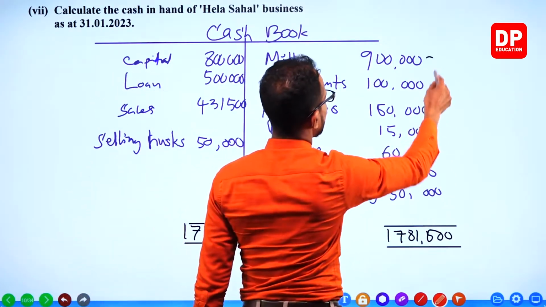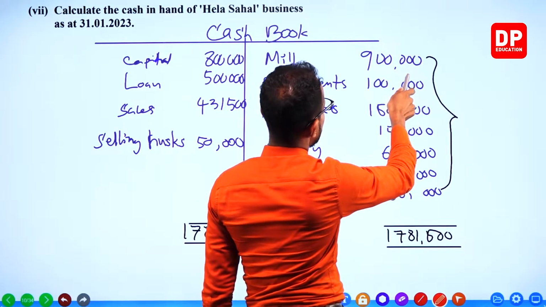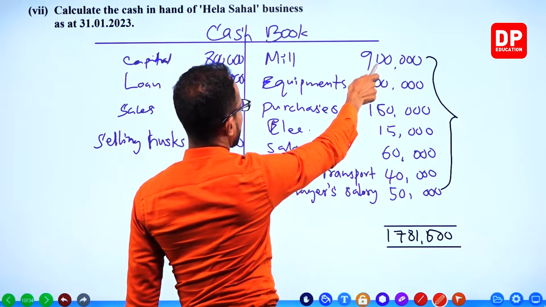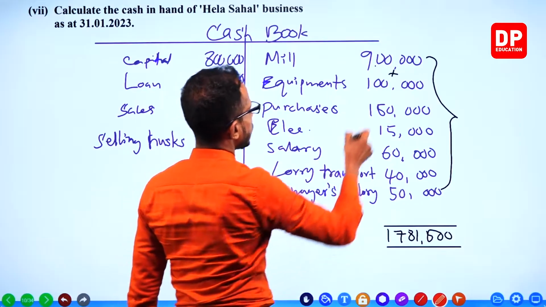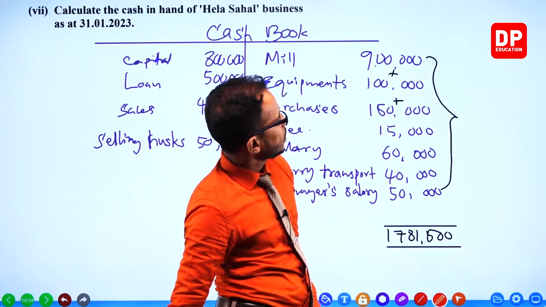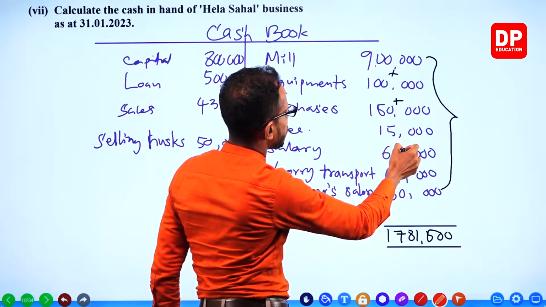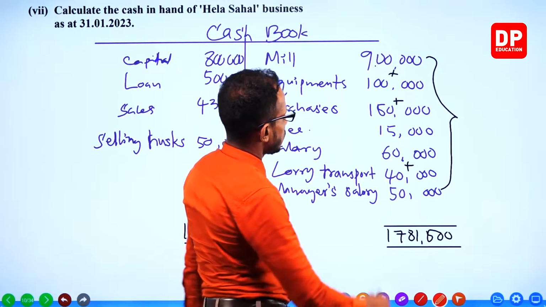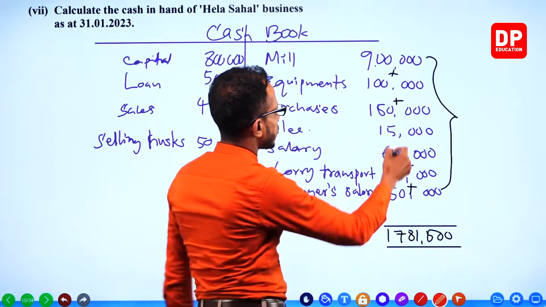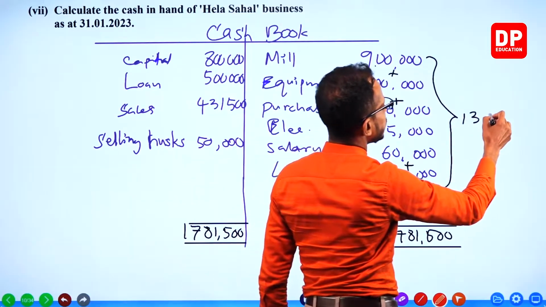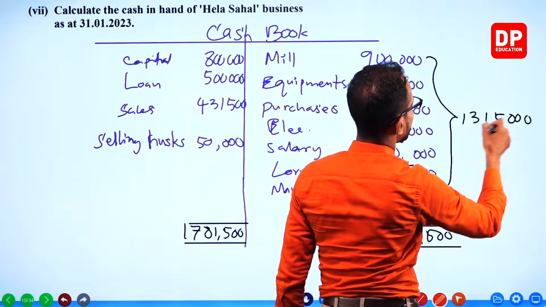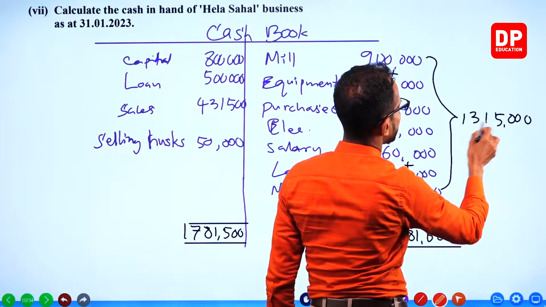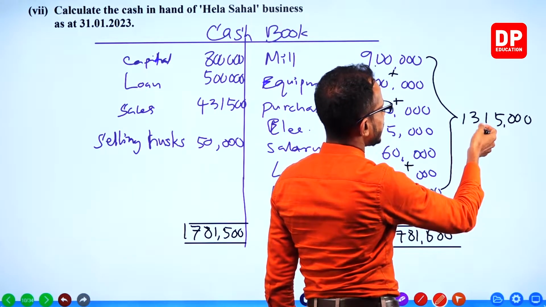This side, the total of this side, how much is it? 900,000, 10, that means 10 lakhs. 9 lakhs plus 1, 10, 10 plus 1, 1150, 1250, 12 lakhs 50,000. 13 lakhs and 15,000. That means 1.3 million and 15,000, 13 lakhs 15,000.